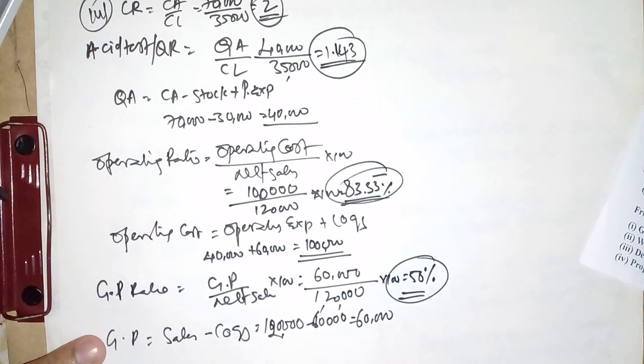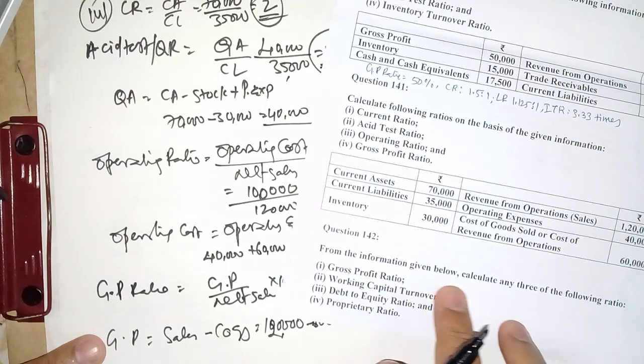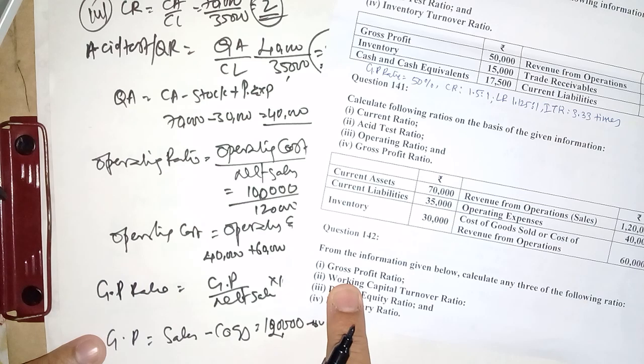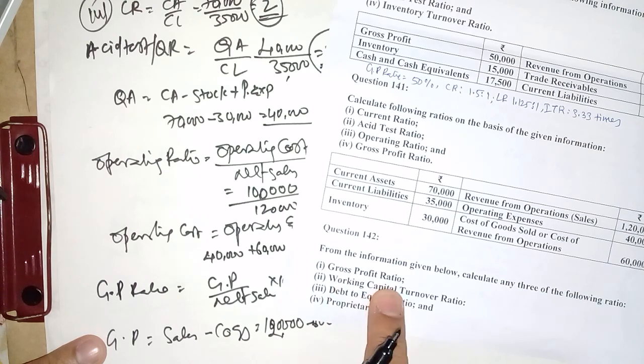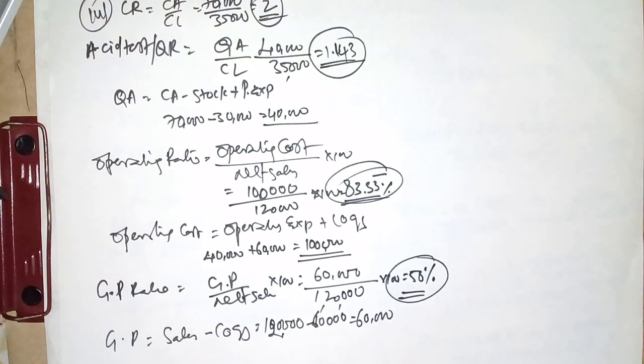In the next question, we are asked to calculate any three of the following. In the sense, we take all the ratios. We calculate gross profit ratio, working capital turnover, debt equity, and proprietary ratio, which is equal to shareholders fund divided by total assets. The formula is shareholders fund by total assets. So we will calculate this.